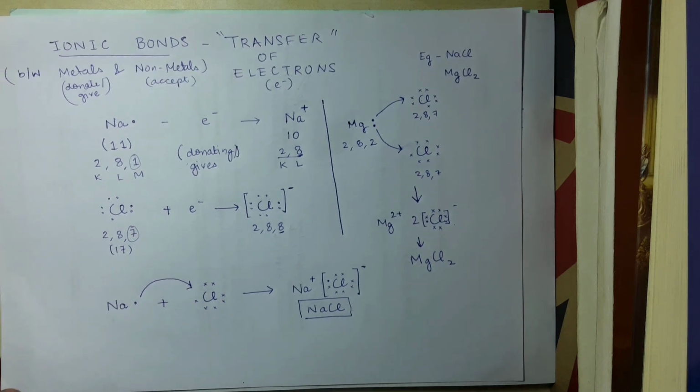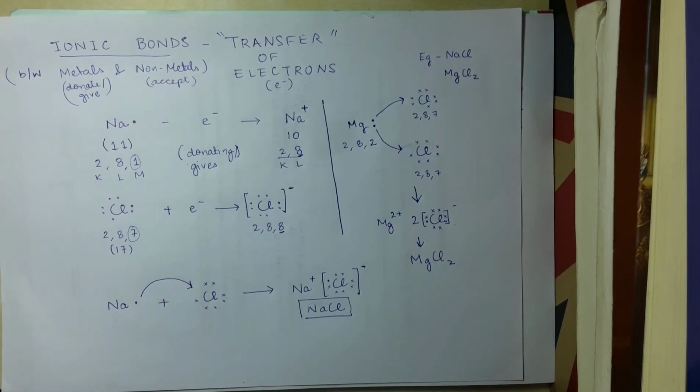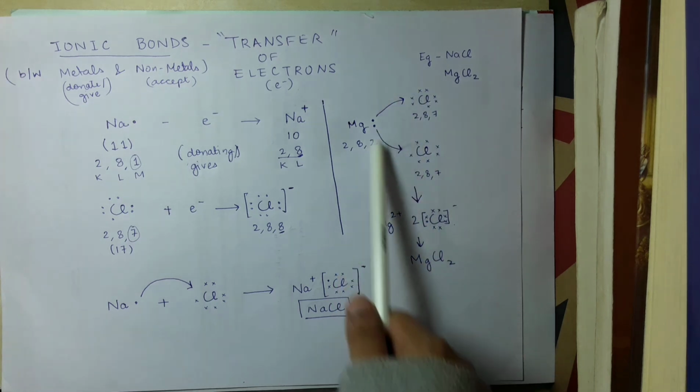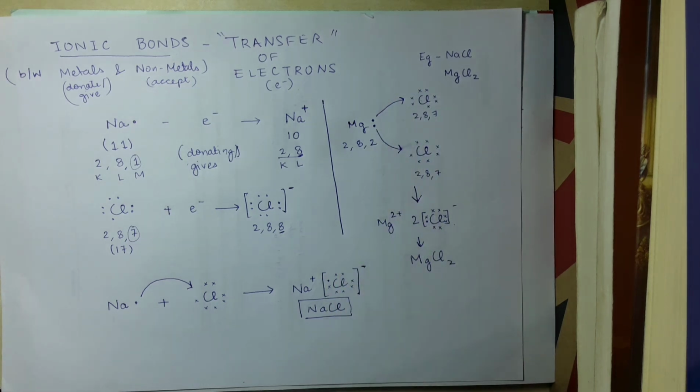I hope it makes some sense to you. Again, the main thing is transfer of electrons. Mg is transferring electrons to Cl here in this case.